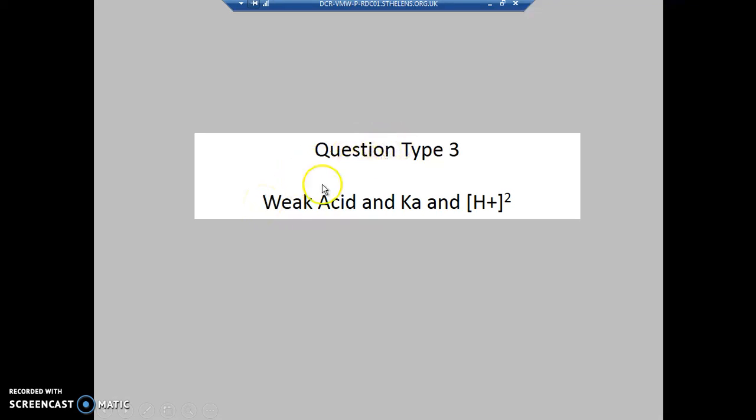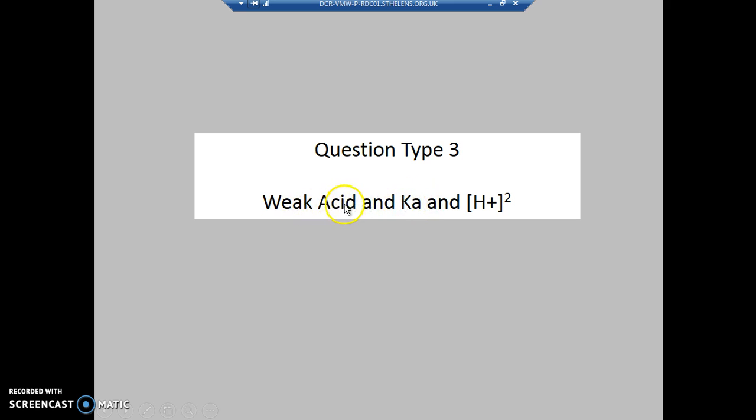Let's look at the next type of question where we use a weak acid with an acid dissociation constant, an equilibrium constant for an acid. A weak acid has an acid dissociation constant because it is not completely dissociated into H plus ions. It doesn't break up fully, and so this Ka tells you how much of it's broken up and how much of it's not.